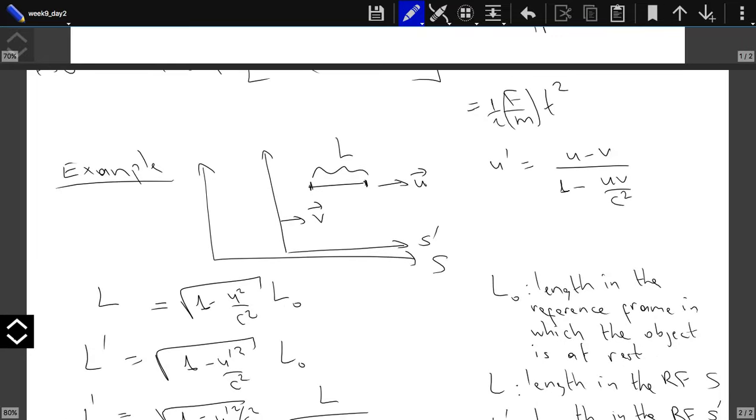Now let's see. You see, u prime is the velocity of the S prime frame relative to the rest frame of the stick.